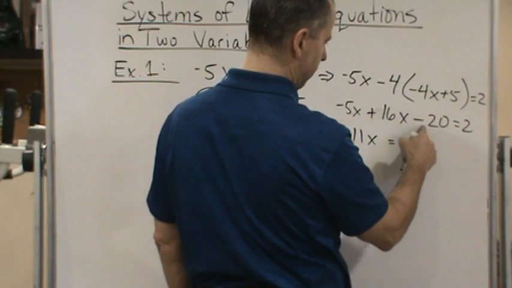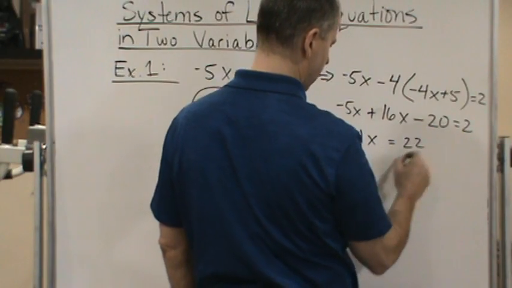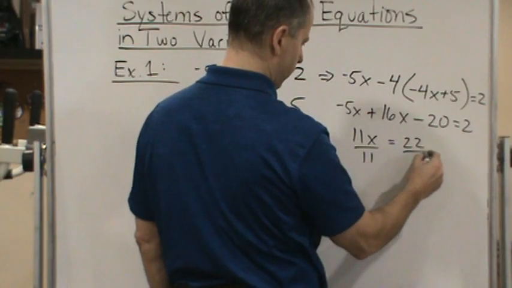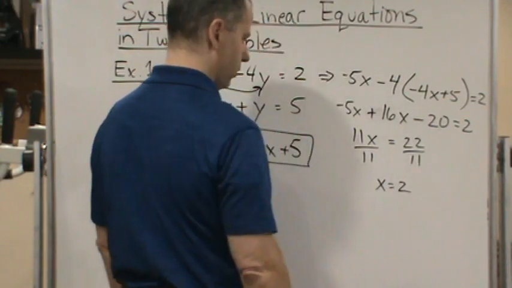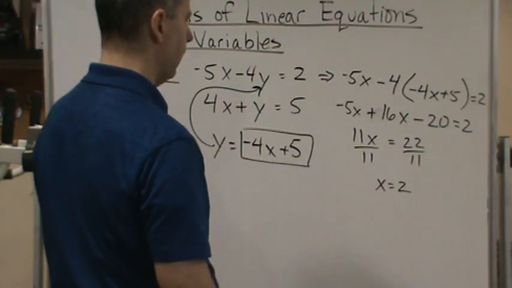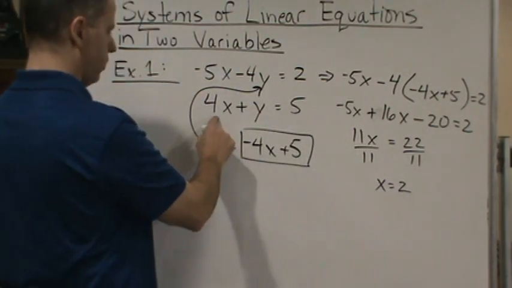is equal to, and if I add 20 to both sides, I get equals to 22. And of course, if I divide both sides by 11, I get x equals 2. Okay? Now I'm not done. So I found x. Now I'm going to go back to my original equation.